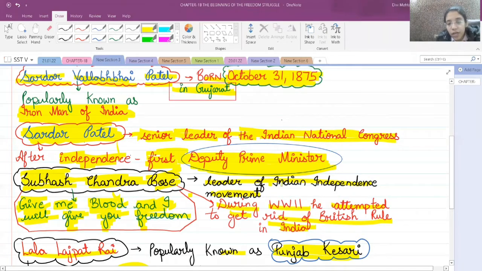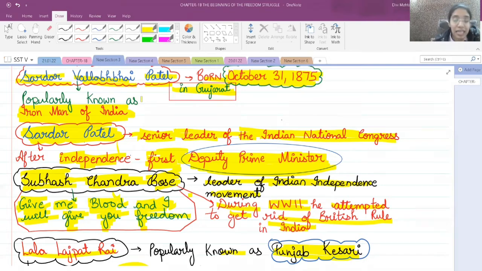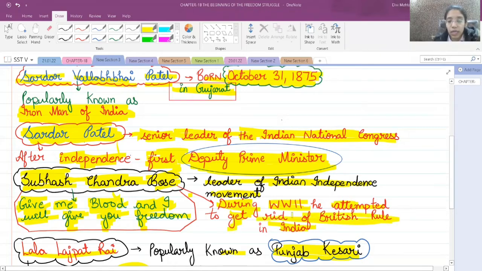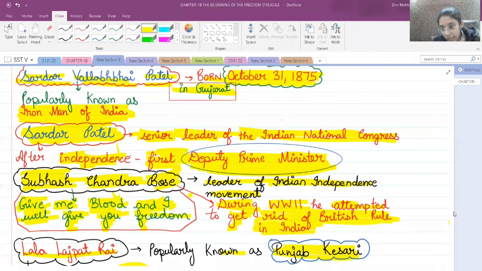He was a leader of the Indian independence movement. When World War II started, he attempted to get rid of British rule, saying now we have to get the Britishers out of India. He was an Indian nationalist, and his patriotism, meaning feeling for one's own nation and its pride, made him a hero in India.